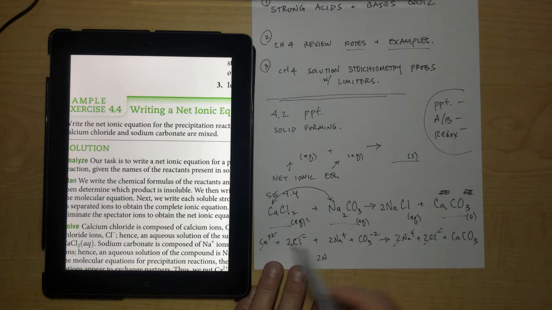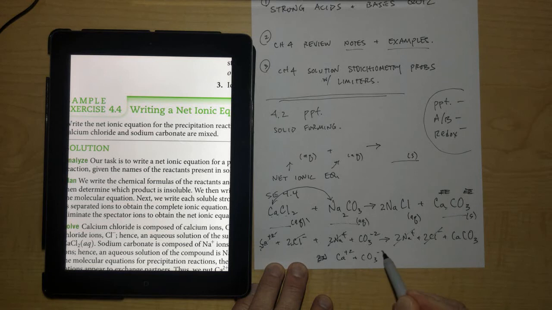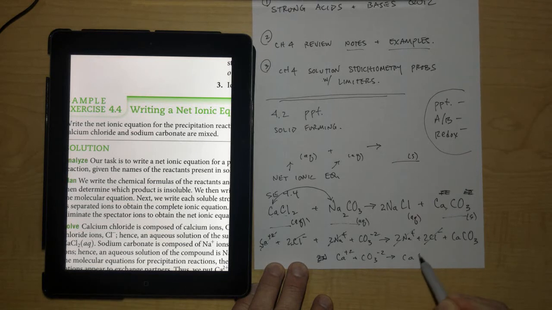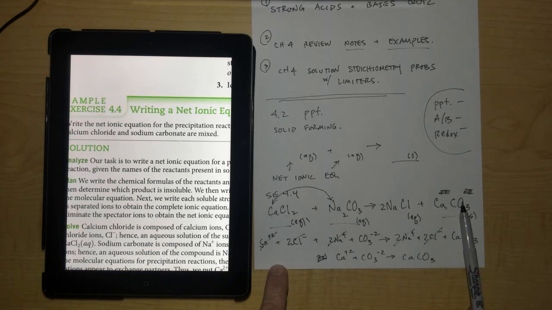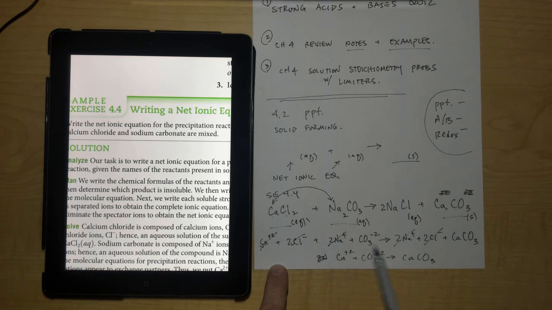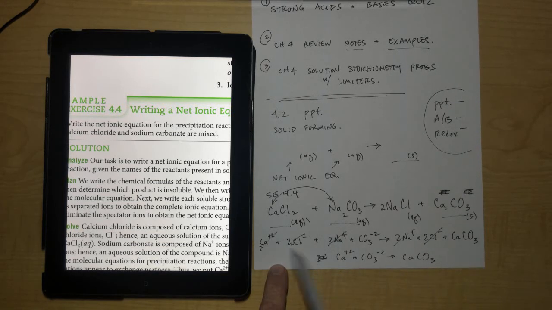Whoops, I'm sorry, I crossed off the wrong thing. The Na right here goes away. This is still there. So we're left with Ca plus 2 and the CO3 2 minus, and on the right-hand side we have CaCO3. So there is our complete molecular equation. There is our ionic equation, the complete ionic equation, and this is what's called the net ionic equation.